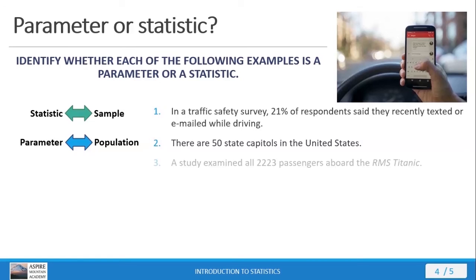Here's the next example. A study examined all 2,223 passengers aboard the RMS Titanic. Is this an example of a parameter or a statistic? I'll give you a moment.